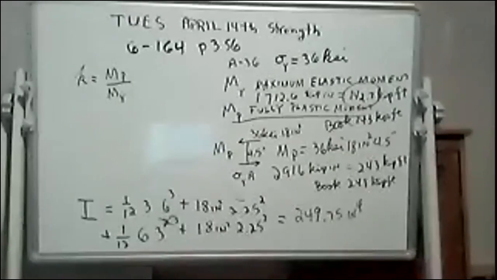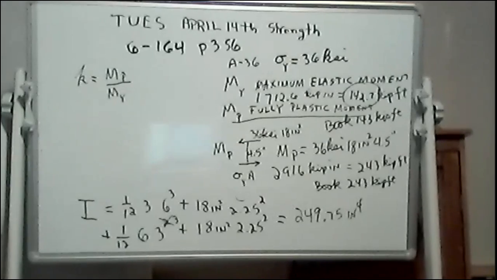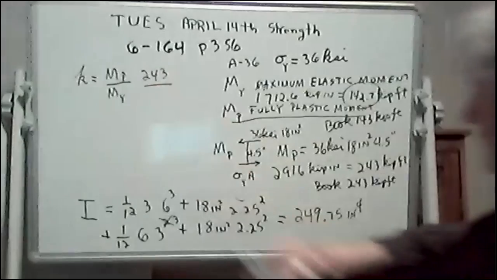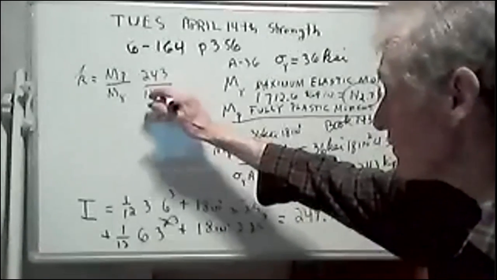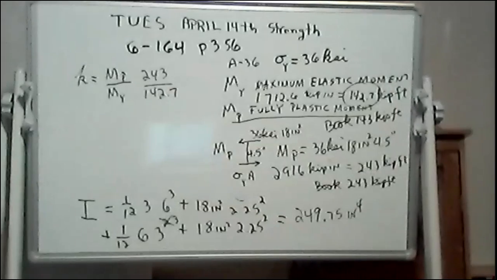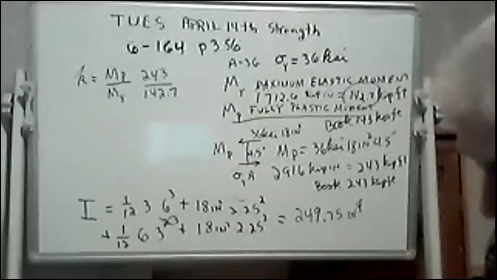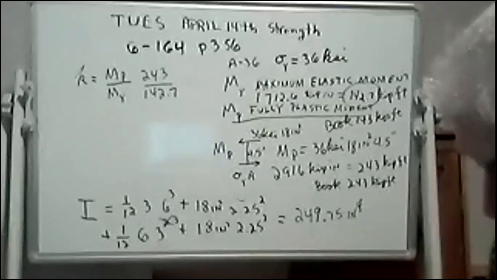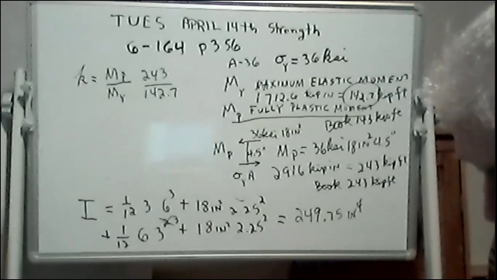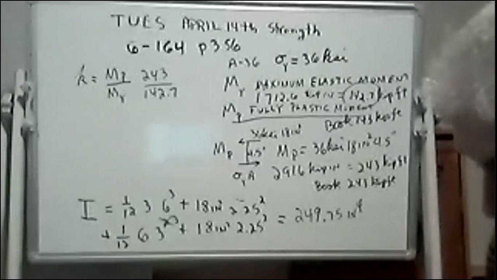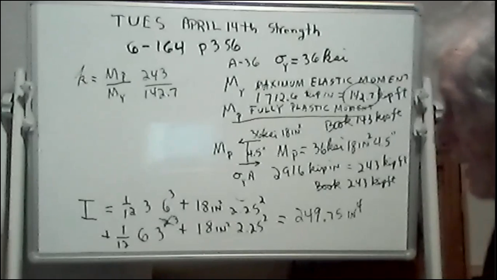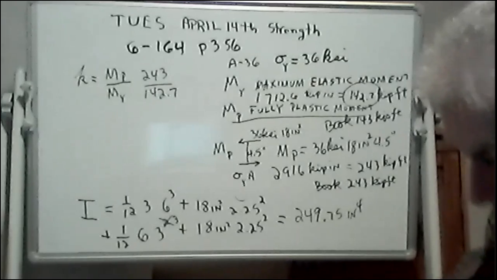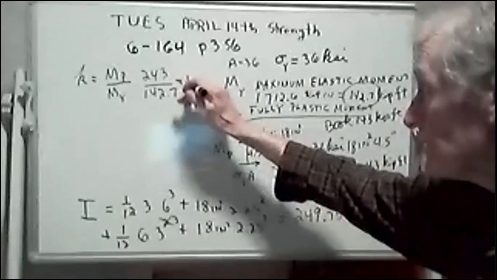Well, in this case, it'd be 243 divided by 142.7. Okay, let's see what you get. They call this the shape factor. It's dimensionless because it's just a ratio. Okay, 243 divided by 142.7. 1.703, something like that. 1.703.